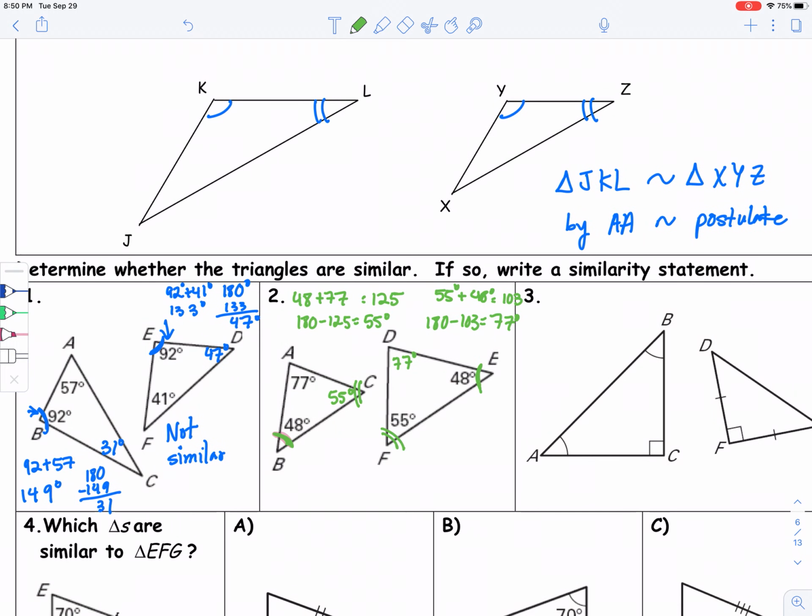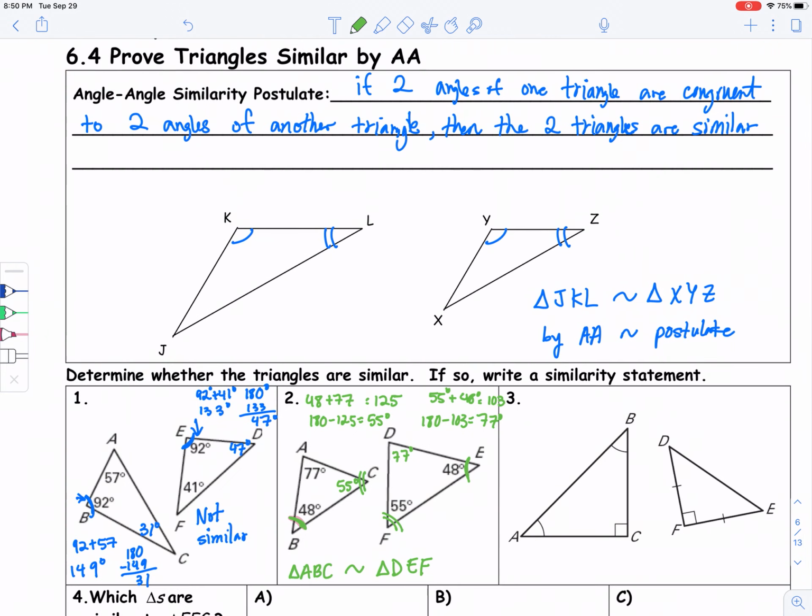So let's go ahead and write the similarity statement for it. Again, matching all the angles to its corresponding angle, I'm going to write triangle ABC is similar to triangle, A matched up with D, so D comes first, then E, then F. So triangle ABC is similar to triangle DEF. So here are two examples of how to use the AA similarity postulate to prove that two triangles are similar.